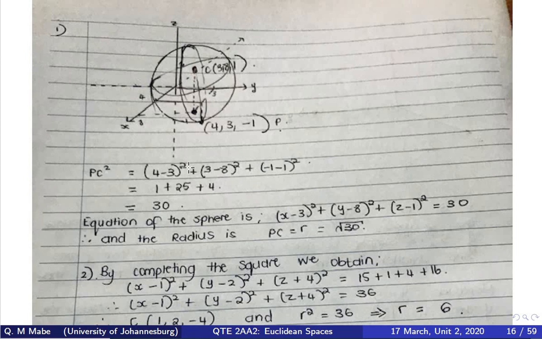It's 4 minus 3 all the way square, plus 3 minus 8 square, plus -1 minus 1 square, right? So PC square is just 30. So if we find its square root, the square root of PC square, it means that PC is the square root of 30, which means that will be the radius.